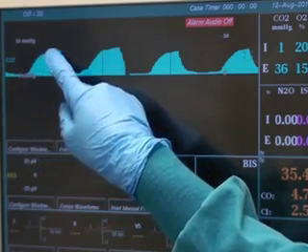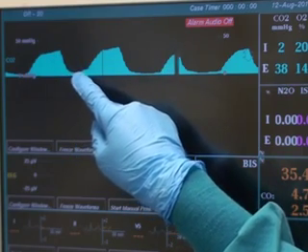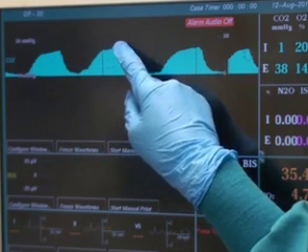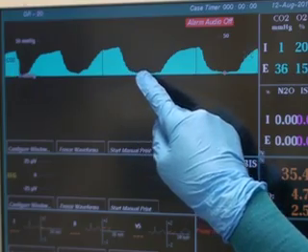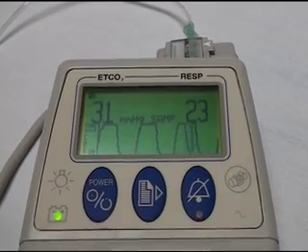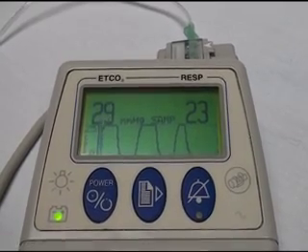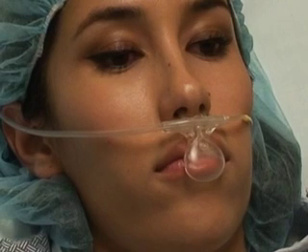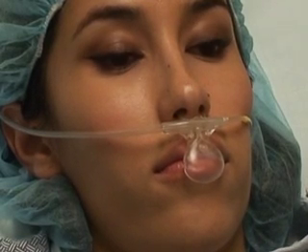Capnography should be started before treatment is begun, so that satisfactory baseline tracings of the patient's spontaneous respiration can be obtained and correct operation of the capnograph can be confirmed before any procedural sedation is administered. Any change in respiration can then be assessed relative to this baseline.